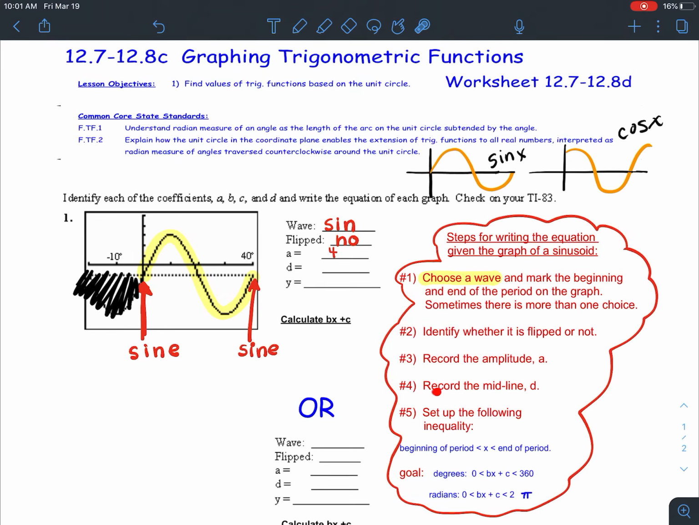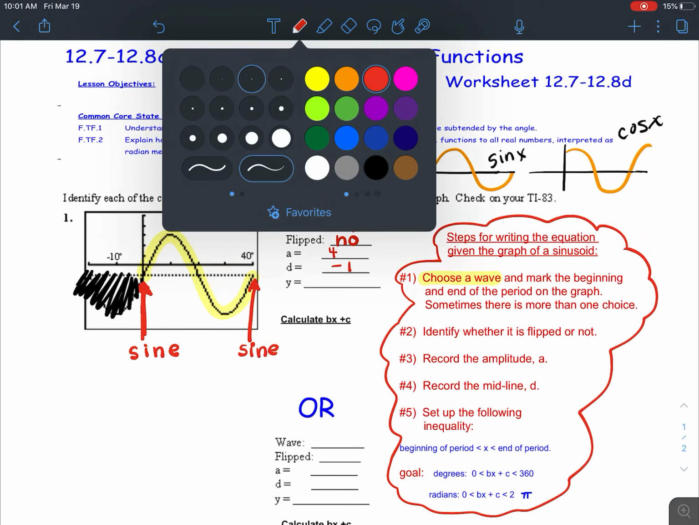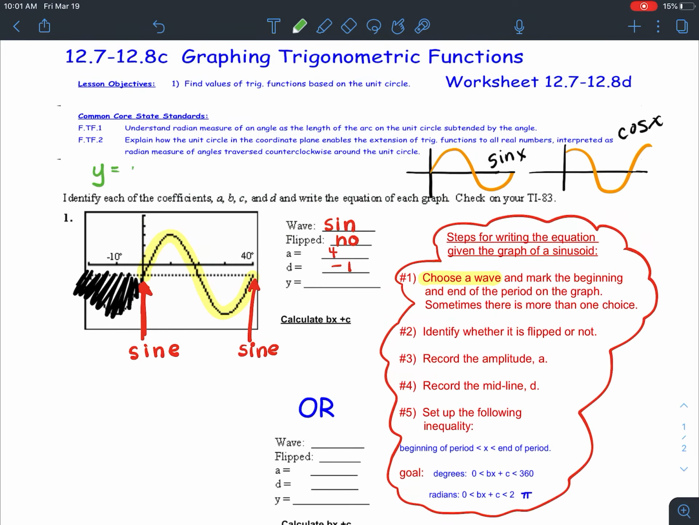D is the midline. On step 4, they want us to record where the midline is. It looks like that dotted midline is hitting right at -1. Okay, and then we're going to go ahead and write part of the equation. I just want to make sure it's clear here that when we write these equations, typically you would have numbers where you're seeing me write the A, the B, the C, and the D. Of course, this could either be sine or cosine right here, but right now we have the A value is 4, and we have that the D value, the midline, that's -1.